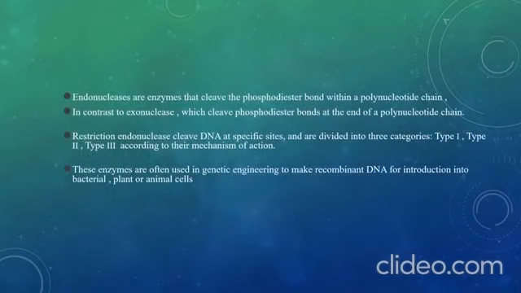Endonucleases are enzymes that cleave the phosphodiester bond within a polynucleotide chain, in contrast to exonucleases, which cleave the phosphodiester bond at the end of the polynucleotide chain. Restriction endonucleases cleave DNA at specific sites and are divided into three categories: type 1, type 2 and type 3, according to their mechanism of action. These enzymes are often used in genetic engineering to make recombinant DNA for introduction into bacterial, plant or animal cells.